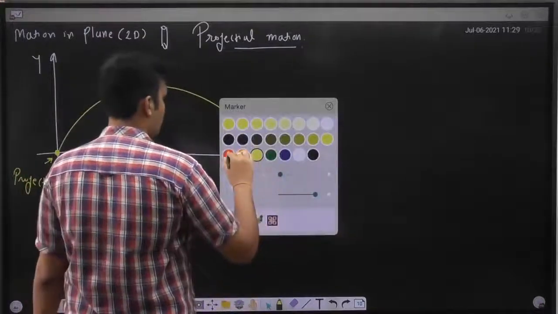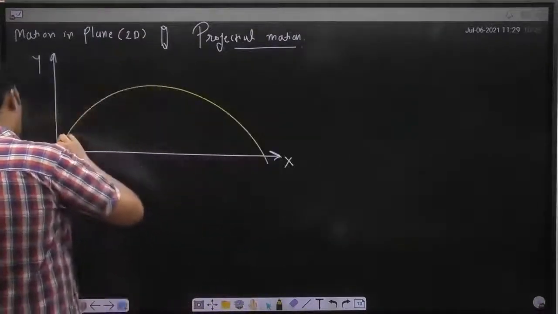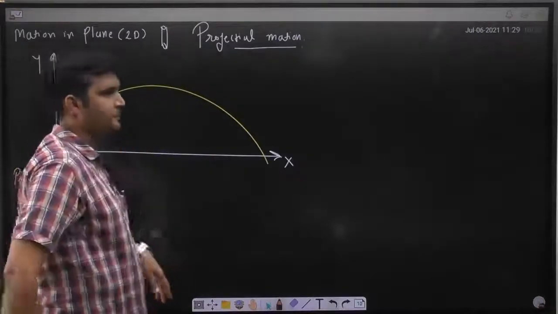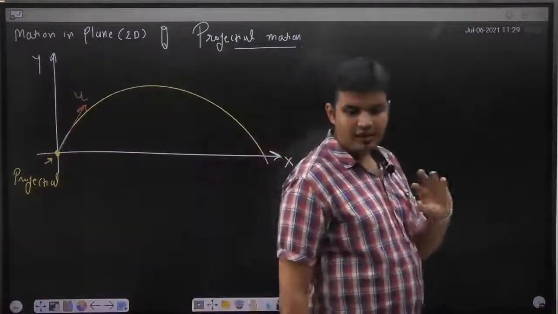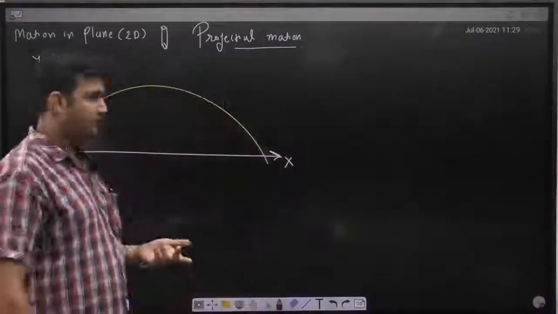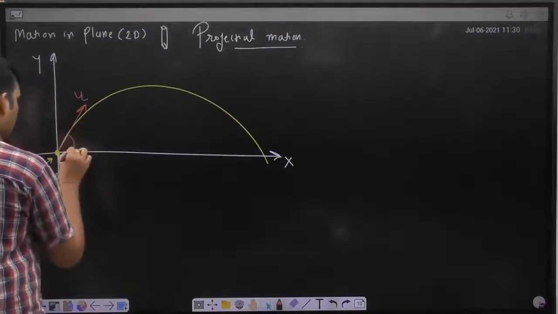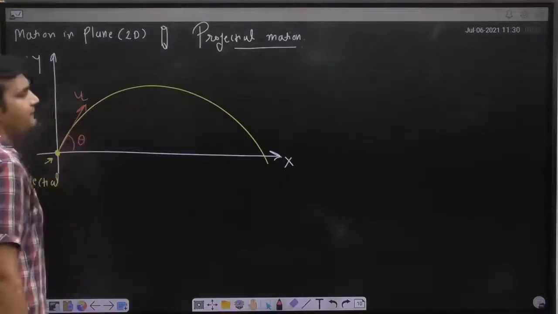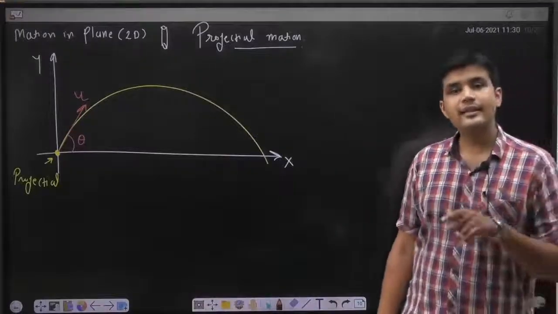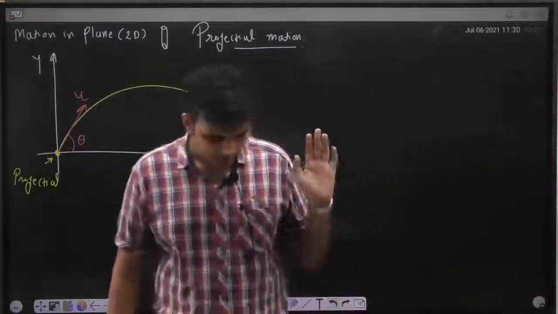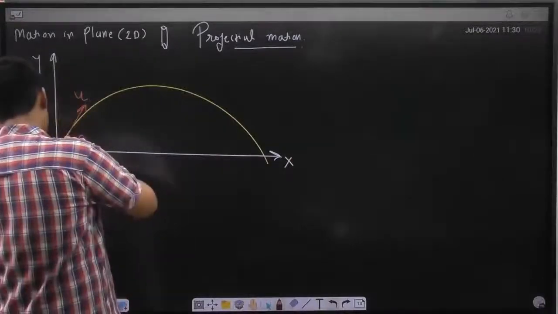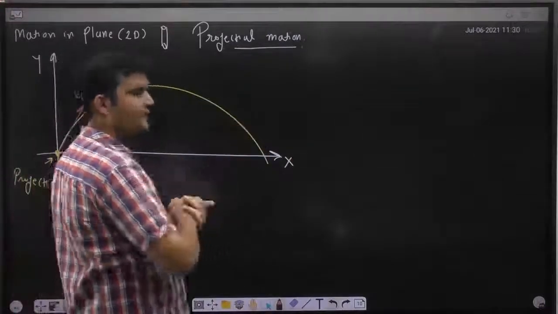Now you are throwing this ball with some initial velocity, let's say u, and the angle of projection, listen, the angle of projection is theta with horizontal, okay. So now the ball will perform this motion from here to here.